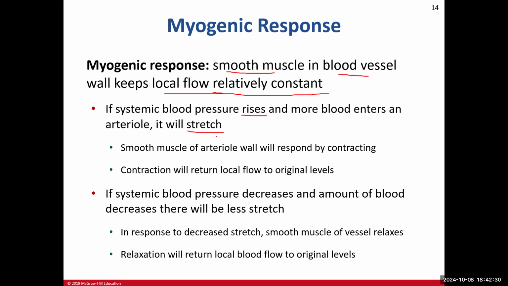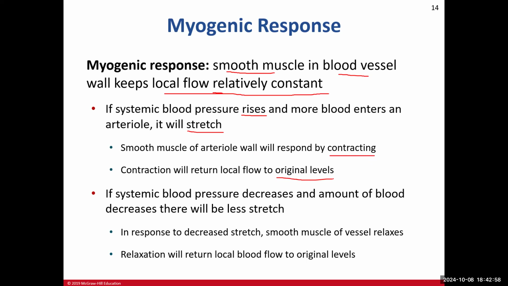And so what we're going to see is, again, we want to keep blood flow constant. We just got a surge in blood flow, so we want to now decrease it a little bit. How do we do that? The smooth muscles will vasoconstrict. That vasoconstriction increases resistance for a period of time, and decreases blood flow back to the original levels. That's what we're trying to do. We want to keep everything constant.